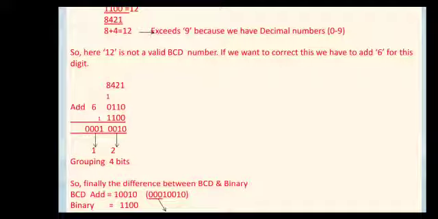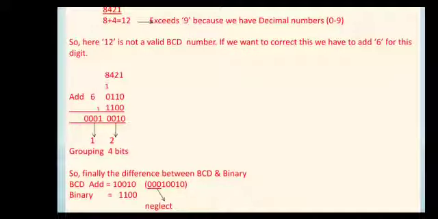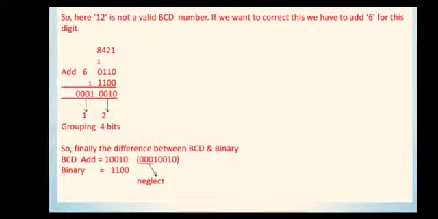So here we observe clearly, I am grouping 4 bits. I am putting triple zeros before the 1. So finally 0001 is nothing but 1, and 0010 is 2. We get the resultant value 12.